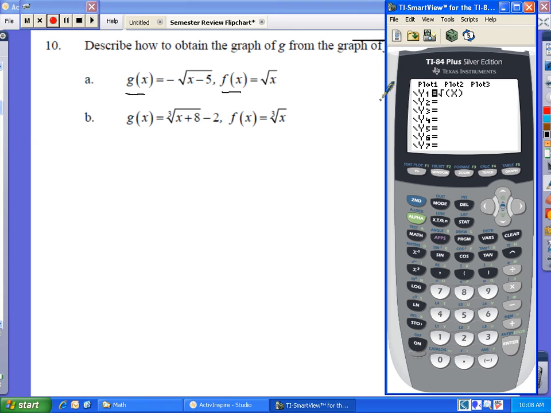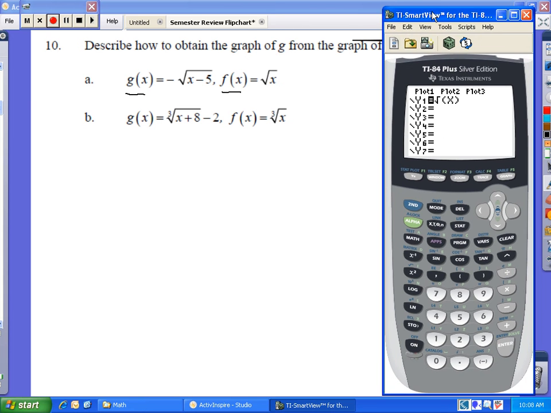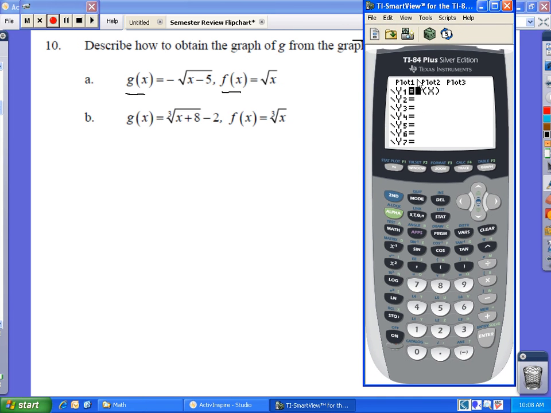So to do this, let's go ahead and get out our calculator and take a look first off at what f of x looks like. So we're going to put in the square root of x to y equals and press graph, and you can see what it looks like. Okay. Now, what is going to happen if we put in the graph of negative square root of x minus 5? So let's take a look and see what happens to the graph when we do that.